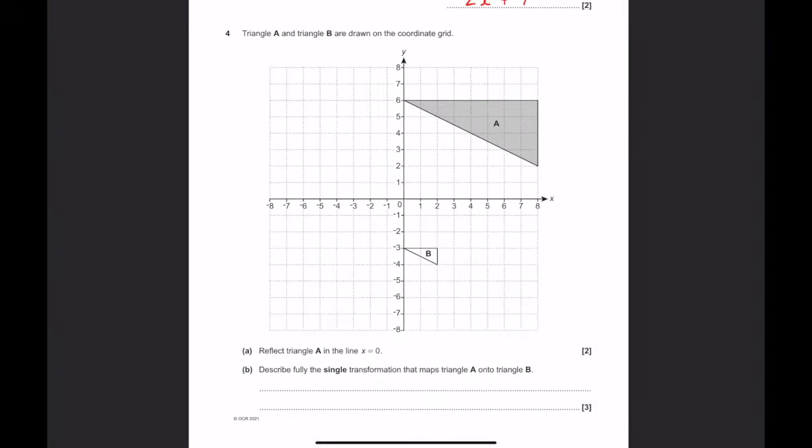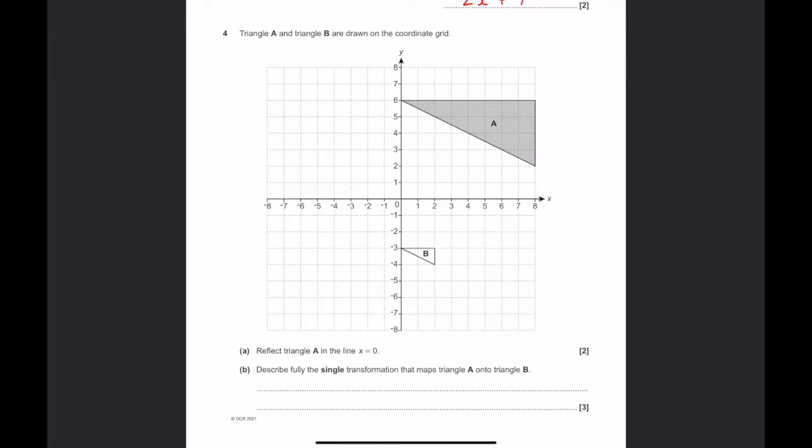We have 2 triangles on a coordinate grid. We need to reflect triangle A in the line x equals 0. Now the line x equals 0 is the y-axis. That is simply going to look like this. And we have to describe the single transformation that maps A onto B.